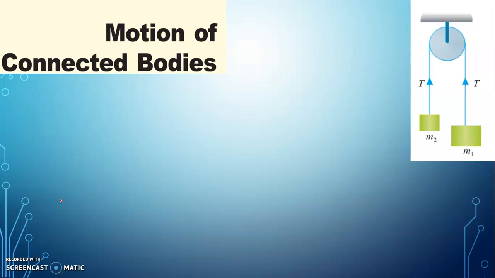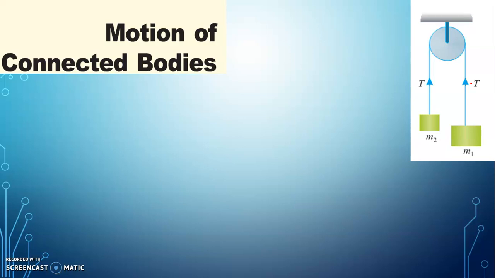Here we have a mass m1 and mass m2. You can see they are connected by a string, having a tension T. How are we going to analyze the motion and acceleration of these masses m1 and m2 by using Newton's second law or D'Alembert's principle? We can use both Newton's second law and D'Alembert's principle, and it will depend on the question.